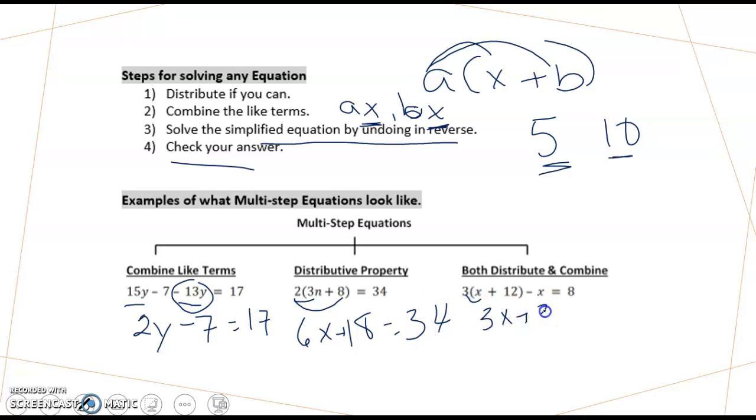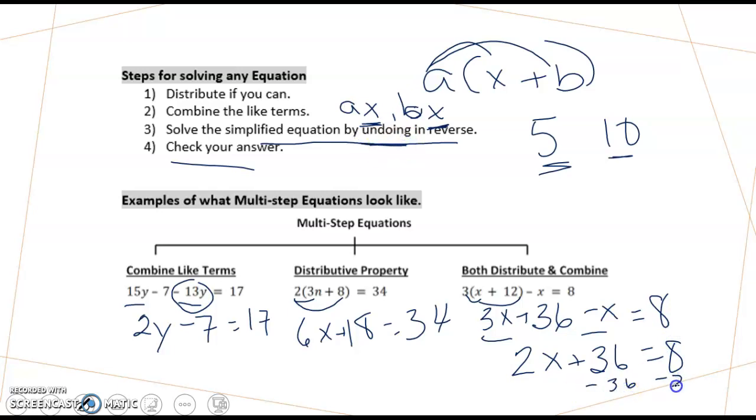3x plus 36, when you distribute, minus x equals 8. Well, you've got some like terms, so that's going to be your next step. You have 2x plus 36 equals 8. Now you have a two-step equation. Undo the plus 36 by subtracting 36 from both sides, and then divide by 2. Subtract 18 from both sides, rewrite your equation, and then divide by 6.